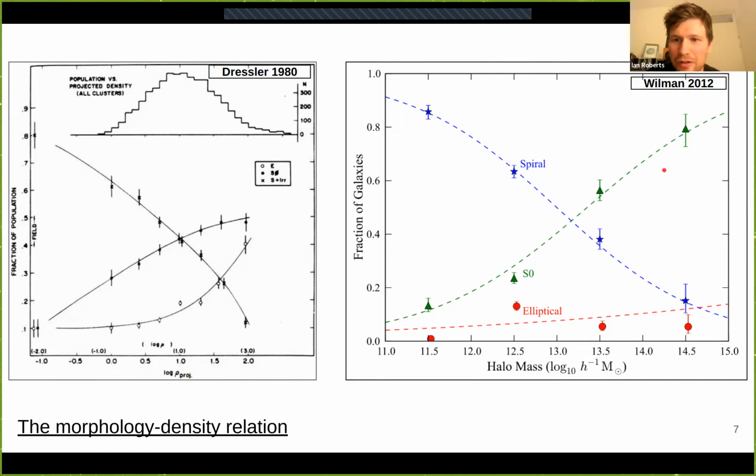So this is exactly what we find today with much larger samples, thanks to surveys like the Sloan Digital Sky Survey and many others. This is an updated version of the morphology-density relation from Wilman in 2012, and it's the exact same picture. The only difference is on the x-axis here, instead of a projected number density of galaxies, it's plotted directly as a function of halo mass. So massive clusters around 10^14, 10^15 solar masses are on the far right-hand side of this plot. And towards the left, you move through massive groups down to low mass groups, sort of local group analogs.